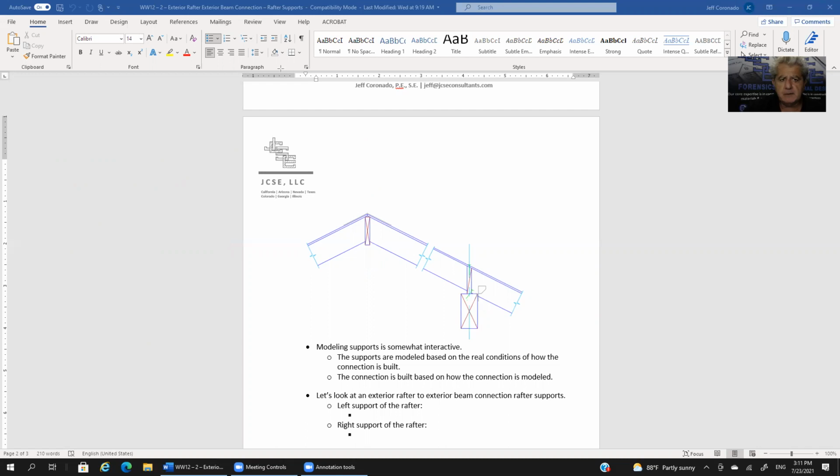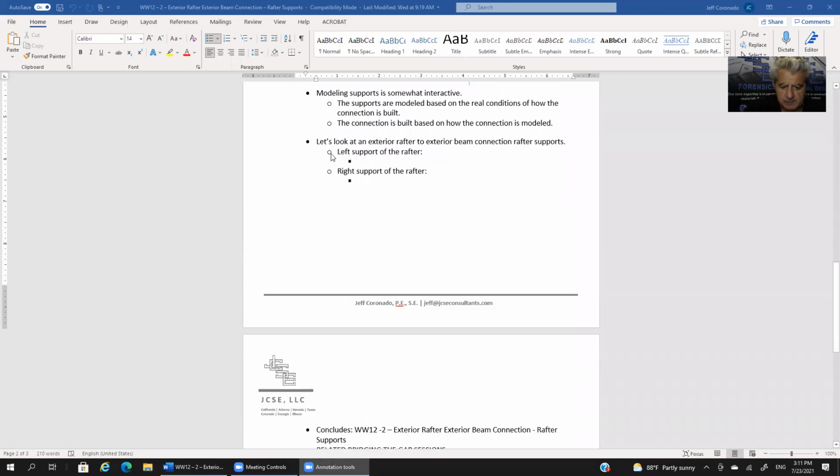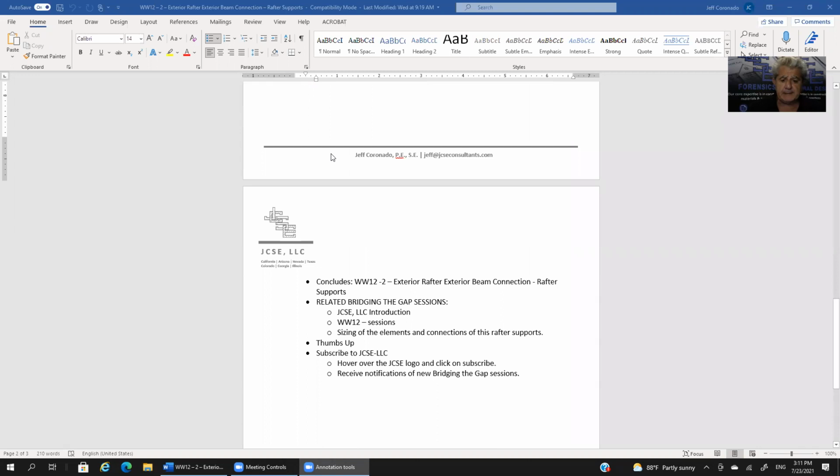Let me clear this and see what else we have here. That's basically it. That concludes WW12-2. That's the rafter support for this connection.